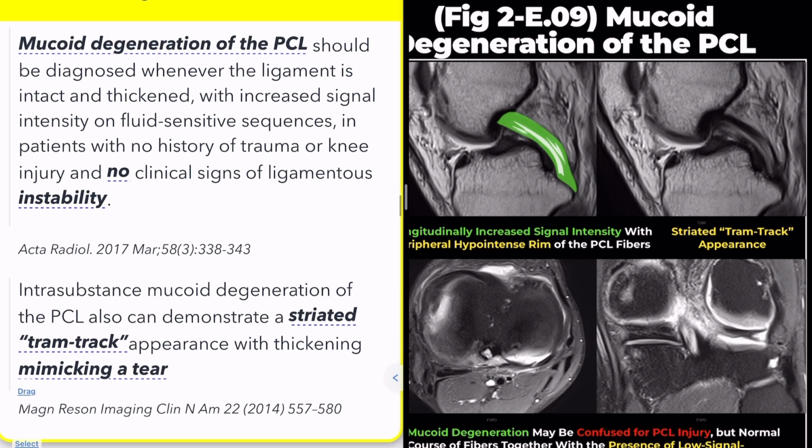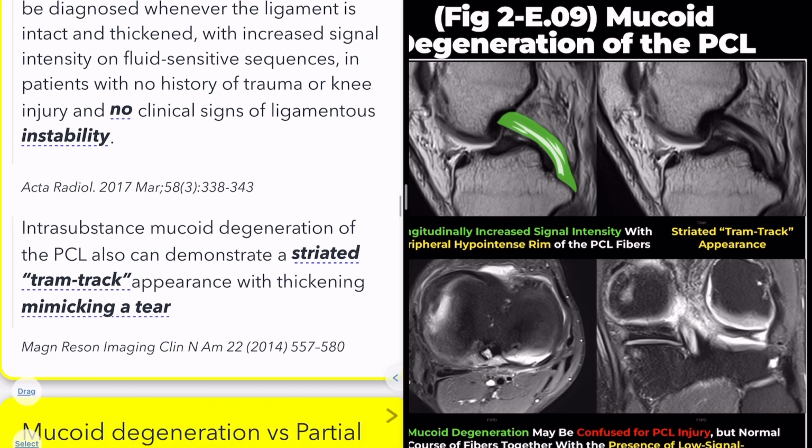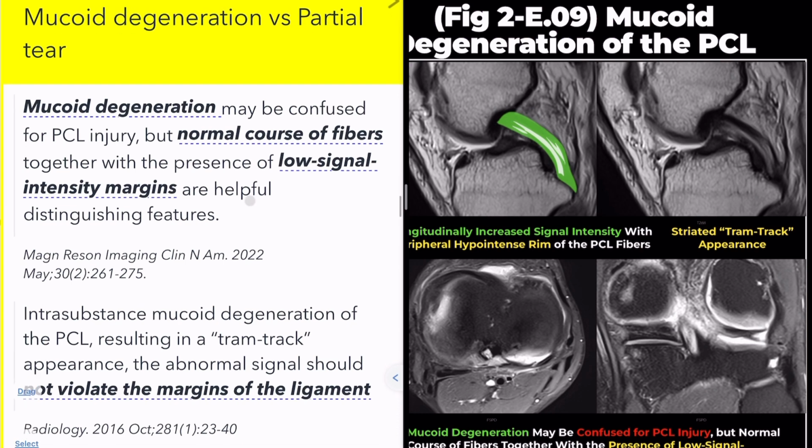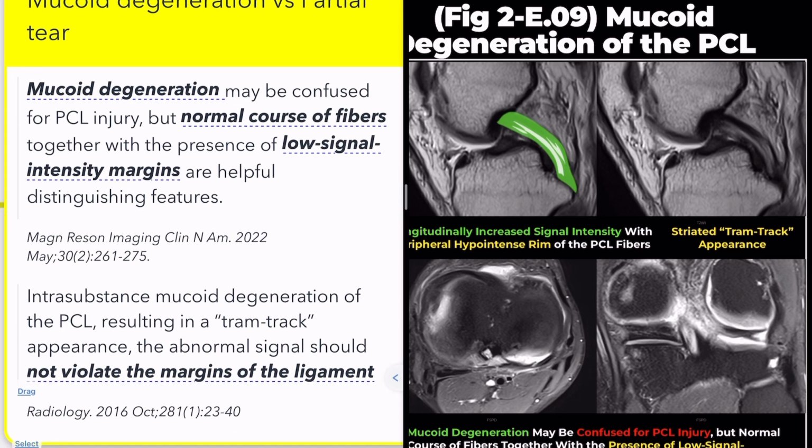The PCL's intrasubstance mucoid degeneration may also present a striated, tram-track appearance, with thickening that could be mistaken for a tear. This confusion between mucoid degeneration and a PCL injury is common, but several distinguishing features exist. For instance, the normal course of fibers and the presence of low signal intensity margins can aid in differentiation.